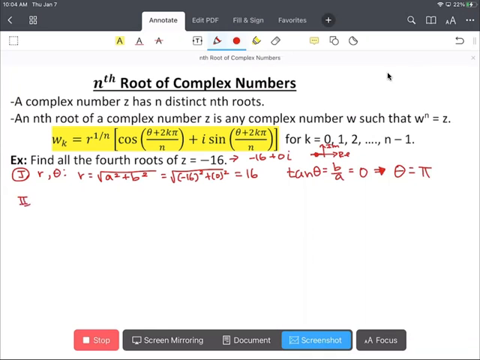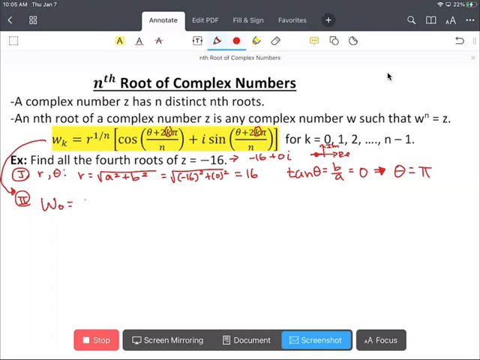So now we're going to use the formula that's highlighted in yellow. So what you can do is let k equal 0, 1, 2, and 3 in order to find 4 solutions. Instead of doing that, I'm going to use 2 pi over n, and add it to the previous w to get the next w.